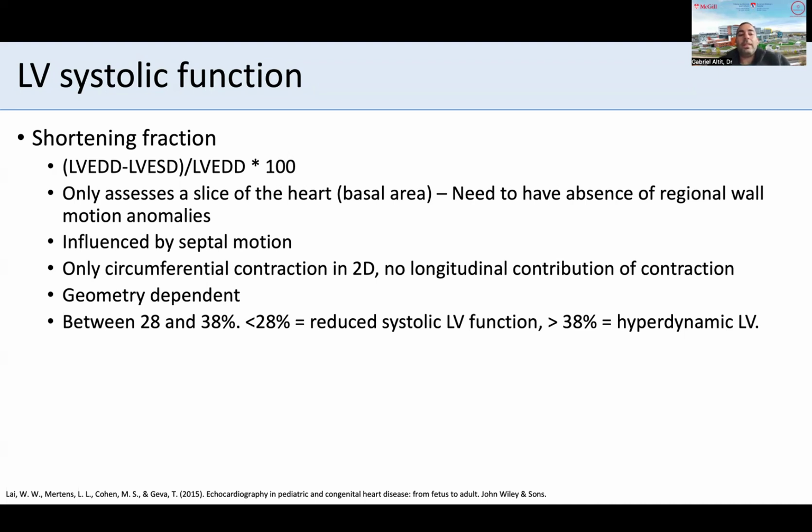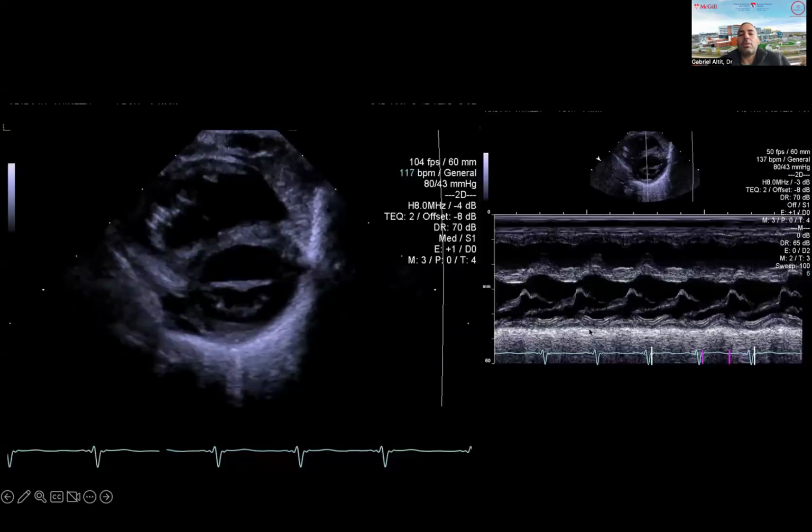It is geometry dependent. It's only providing some aspect of the circumferential contraction, and also your LV dysfunction may be very related to apex problems or segmental problems of the muscle and not necessarily be reflected at only that level of the left ventricle. Typically, we like values to be above 30%, but some literature will tell you that less than 28% is reduced and more than 38% is hyperdynamic.